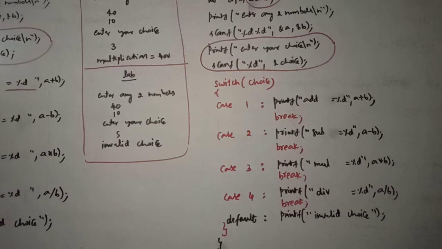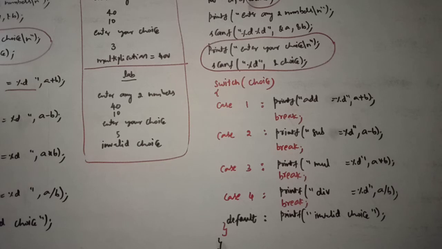Case 1, case 2, case 3, case 4. The cases and default can be in any order. What is default? If your choice value does not match with any of the cases specified, the control will be transferred to the statement which is in default, and that statement will be executed. Take an example. If your choice is 5, there is no case 5 over there, so control will be transferred to printf invalid choice. And observe one more thing, there is no break for default.